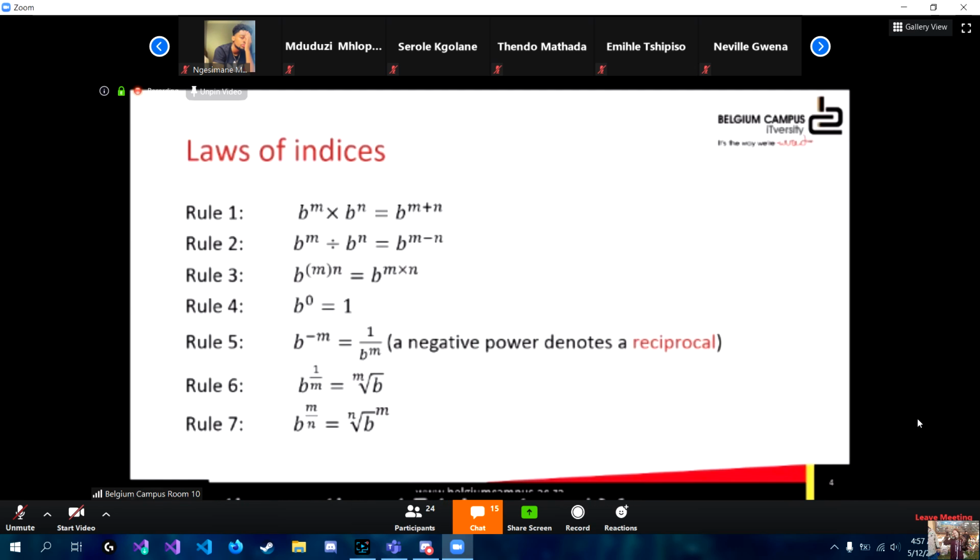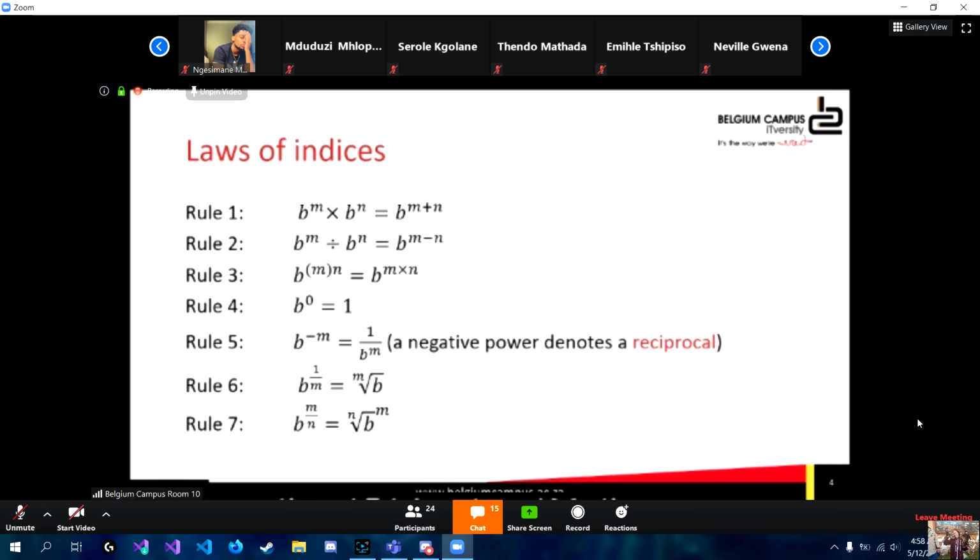Rule number 6. B to the power of 1 over m is the same as finding the m root of b. So m can take any value from 2, 3, any integer value going up. You can find the cube root, you can find the 5th root, you can find the square root. So in other words, you're finding the root.